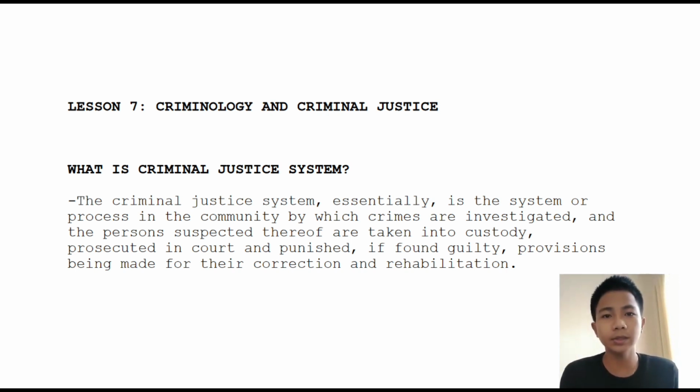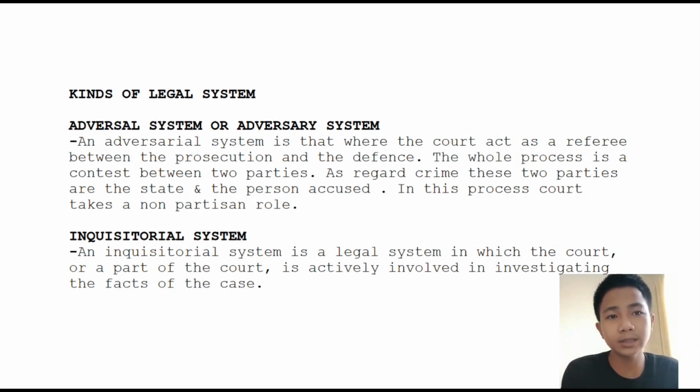Kinds of legal system. There are two kinds of legal system. First is the adversarial system or adversary system. An adversarial system is one where the court acts as a referee between the prosecution and the defense. The whole process is a contest between two parties. As regards crime, these two parties are the state and the person accused. In this process, the court takes a non-partisan role.